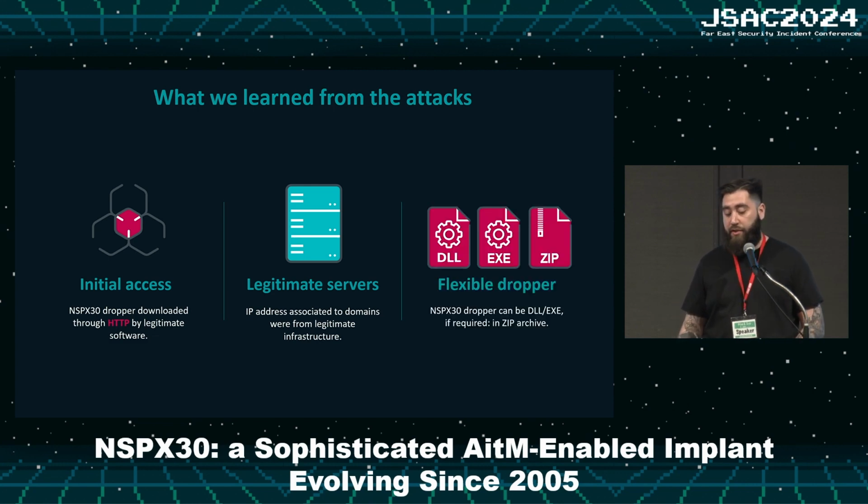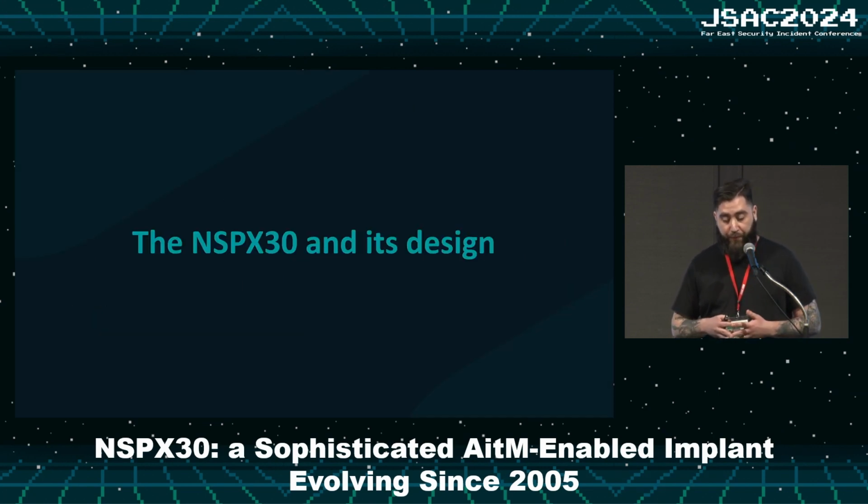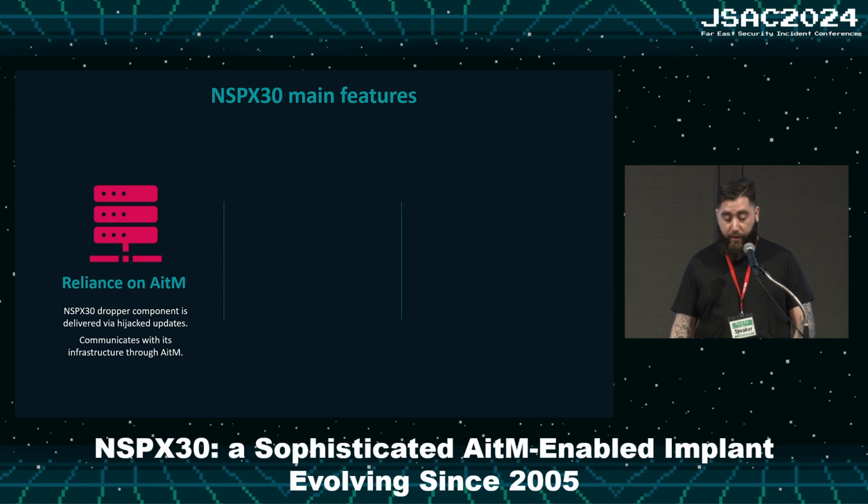The dropper that is received in the malicious updates can be a DLL or an exe file and can be inside of a zip archive if needed. Now we'll talk about the implant itself and how it was designed. The implant relies fully on the attacker's capability for traffic interception, not only for its delivery, but to hide its real infrastructure. I will talk about this in more detail in a few minutes.